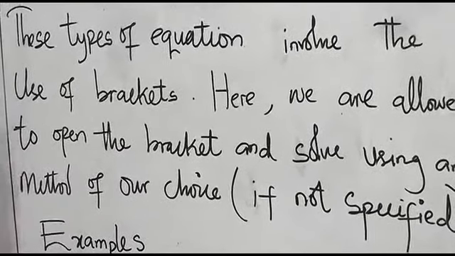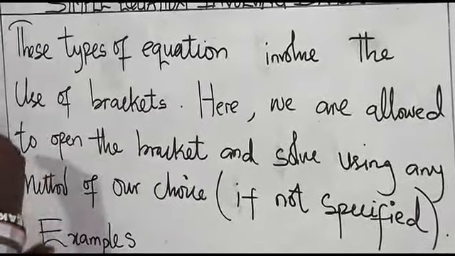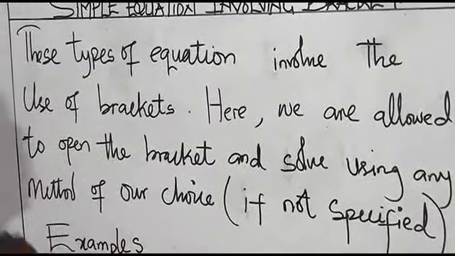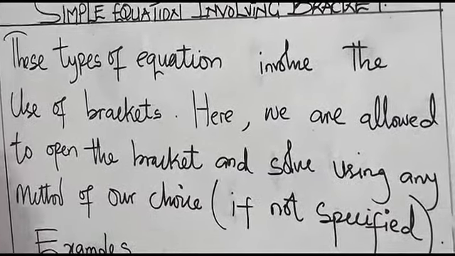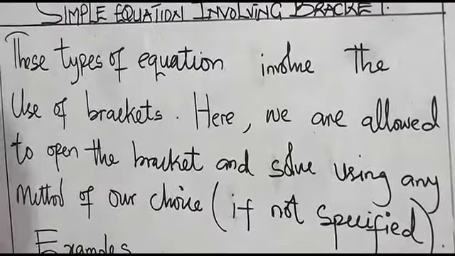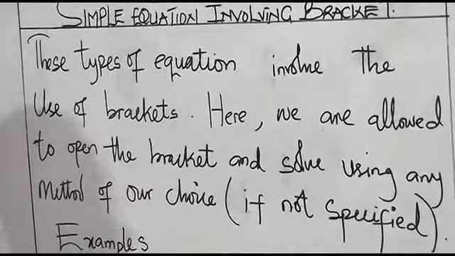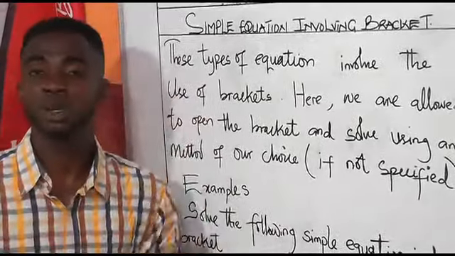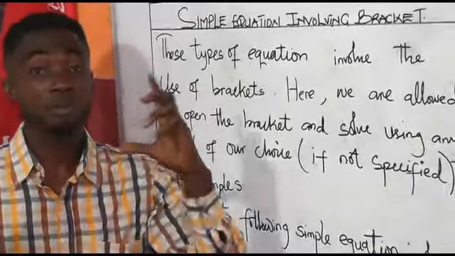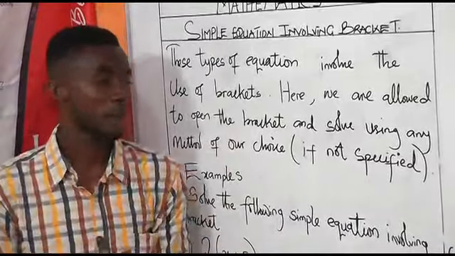I come again. In the simple equation involving brackets, these types of equation involve the use of brackets. Here we are allowed to open the bracket first, then we solve using any method of our choice, if not specified. Remember, in our last lesson we said we have two methods for solving the simple equation. Firstly, the balancing method, and secondly, the collection of like terms method.